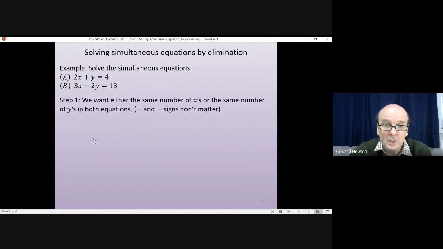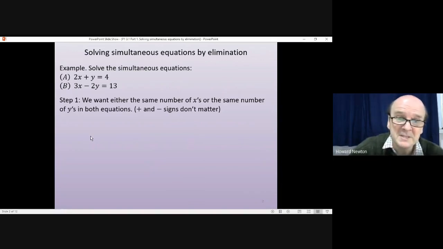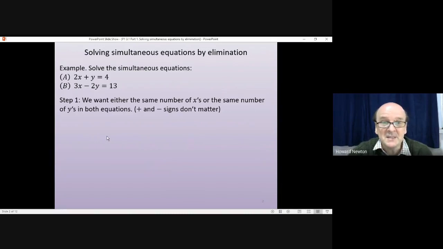The way the method works is we try and make the number of x's the same in both equations, or the number of y's the same in both equations. It doesn't matter about plus and minus signs, we just want the same number. There are always many ways of doing that. In this case, I think the easiest thing to do is to make the number of y's the same. And the way we'll do that is by doubling the first equation, 2 times equation A.